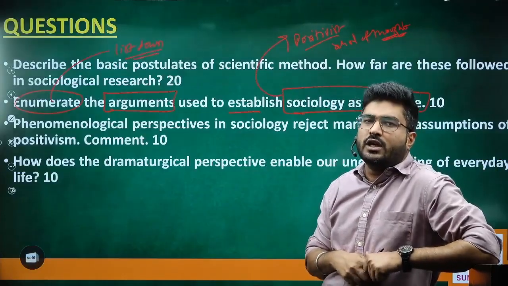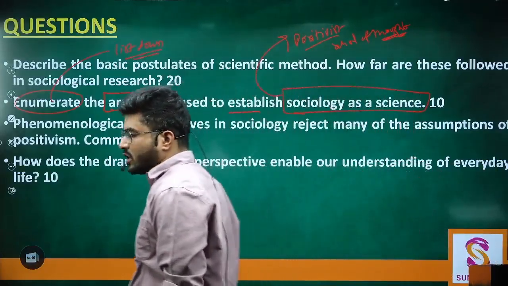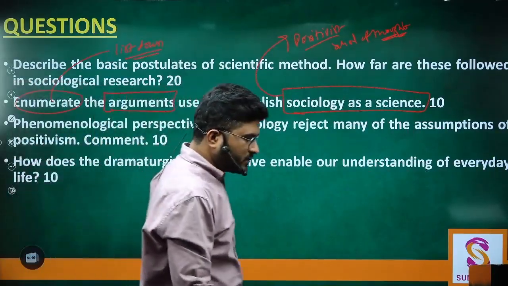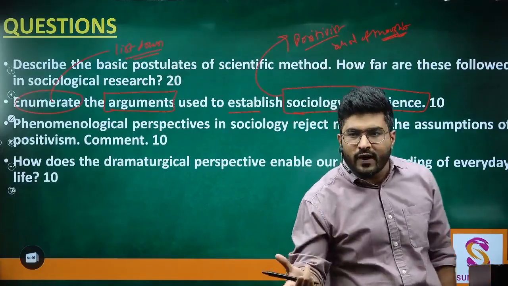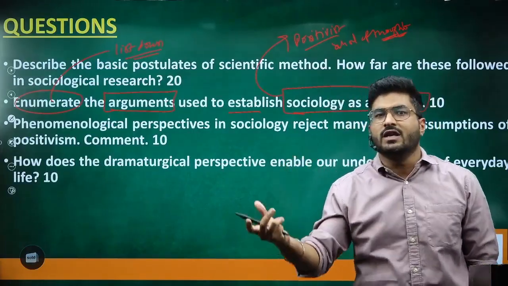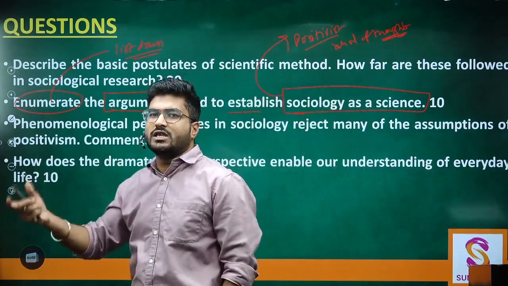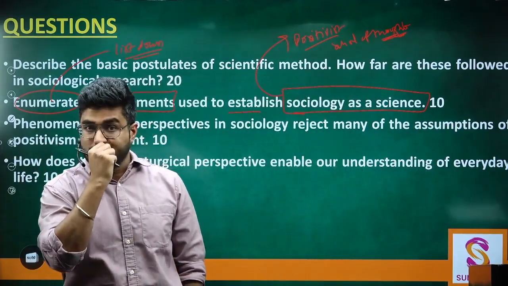Then conclude that although for the positivist school sociology is science, for the non-positivist school we cannot quantify, we cannot give an objective nature to our motives, meanings, etc. So hence sociology is not a science.